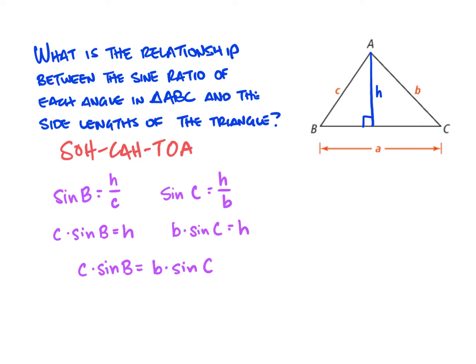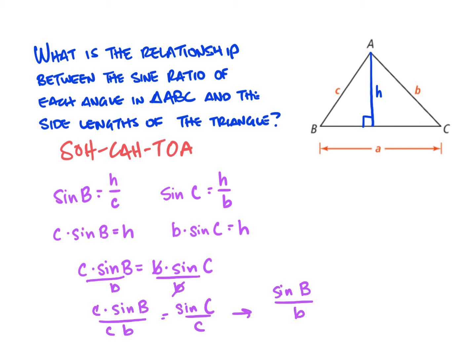I'll show you what I'm going to do. I'm going to divide this side by b and this side by b, and that'll give me c times the sine of b over b equals the sine of c, because these two b's are going to cross out. Then I'm going to divide each side by c. And that will then give me that the sine of angle B divided by B, because these two c's will cancel out, equals the sine of angle C divided by C.